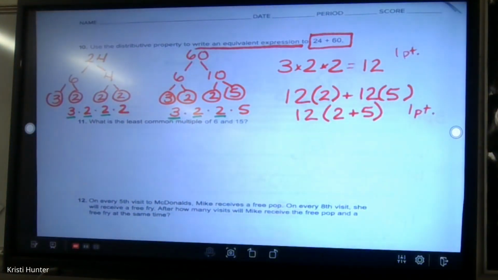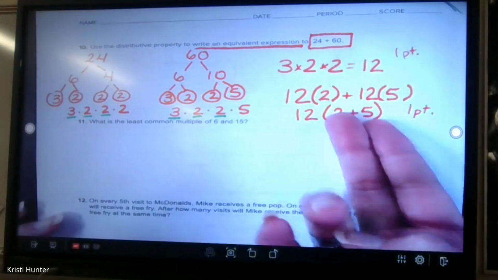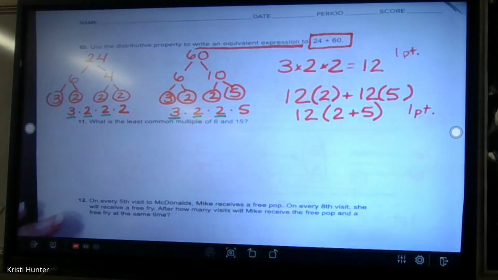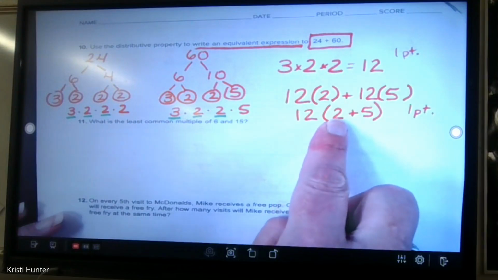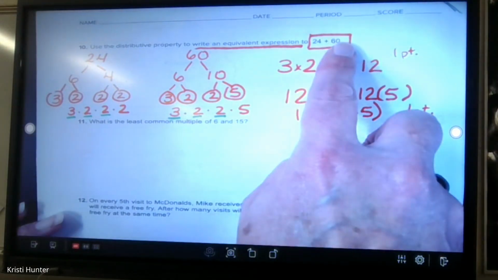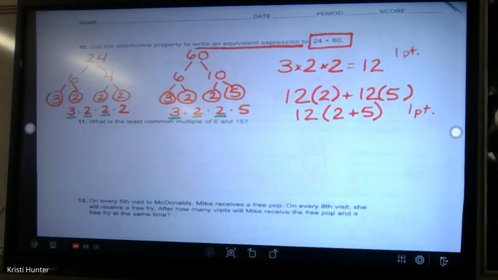Remember, order does matter. You can't flip your 5 and 2 around because then you would have 12 times 5 first, which means your 60 would be your first number. So I wouldn't give you your whole point if you did that. I would count half off.